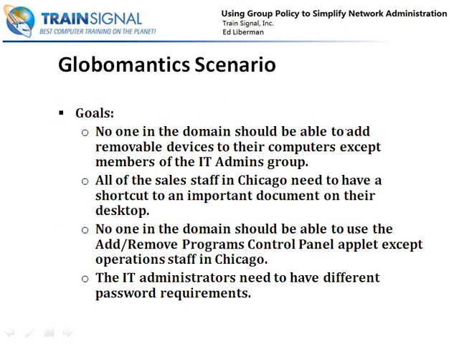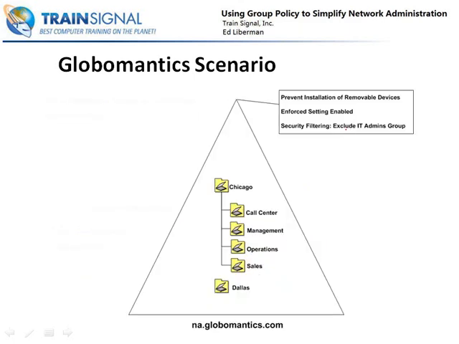The second goal says all of the sales staff in Chicago need to have a shortcut to an important document on their desktop. Okay, well this is easy enough. We created a GPO to add that shortcut to the desktop and link it to the sales container. Done, right? Nothing special we have to do. No block inheritance, no enforce, no filtering. Just add the shortcut to the desktop, link it to the sales container.